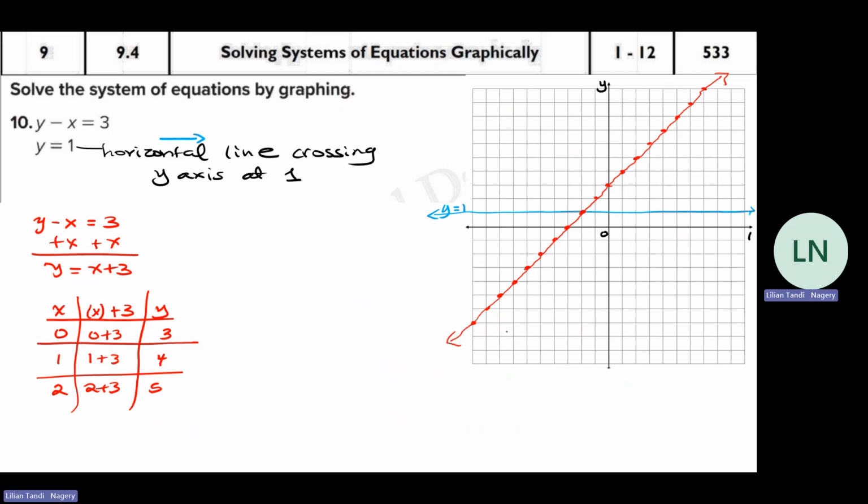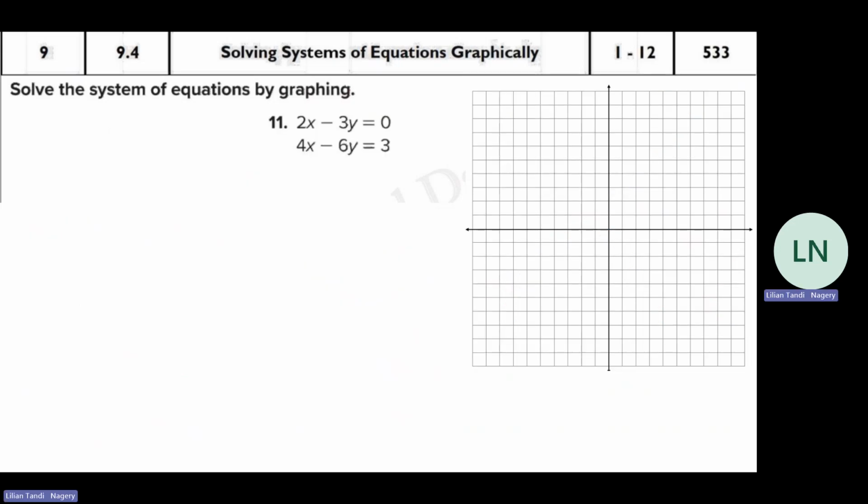All right. So label this y minus x equals 3. Here is your solution. What number is that? Negative 2, 1. You can write one solution, it doesn't matter. So one solution: negative 2, 1.